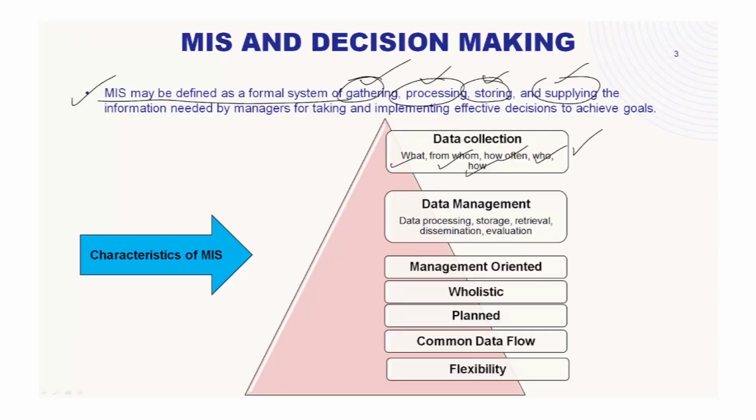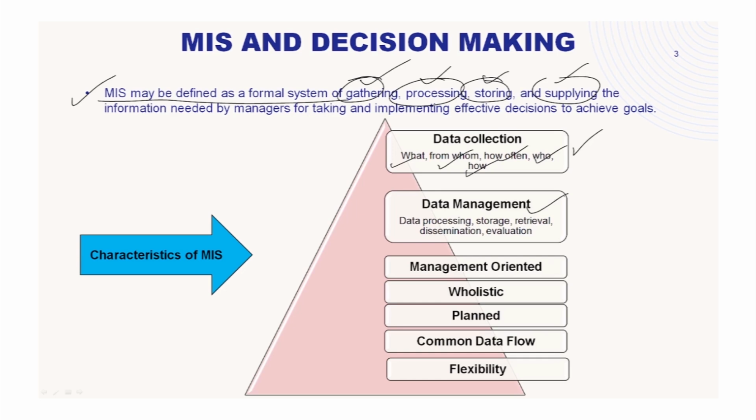Second one is data management. Data management is with respect to data processing, storage of the data, retrieval of the data, dissemination of the data, and evaluation of the data. Data processing means how the data will be tabulated and how the data will be analyzed. Again, the storage of the data: in a big organization, you will be collecting the data of different departments, and day-to-day a huge amount of data will be stored in different kinds of networks. So how you are storing the data matters, because once you lose the data, all the information will be gone. So data storage is also a very crucial element under the MIS.